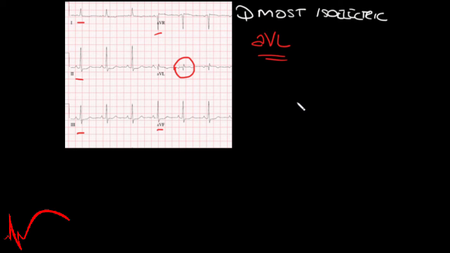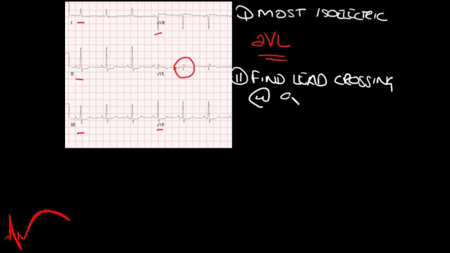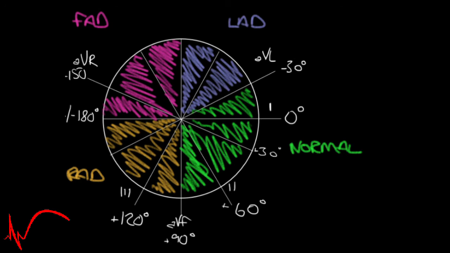So what you want to do with that, you go to your hexaxial reference system diagram and find the lead that crosses it at 90 degrees. At 90 degrees. So if we do just that, we're all in agreement that AVL is our most isoelectric lead, and if we look down here, we'll see at 90 degrees we have lead 2.